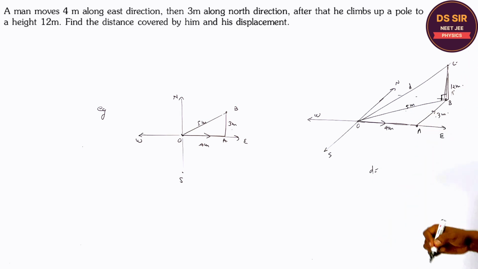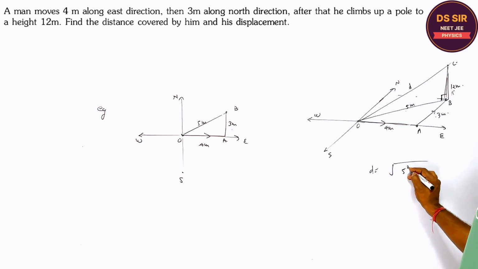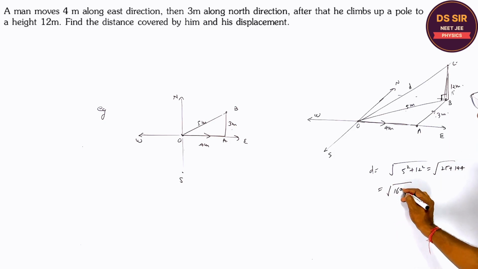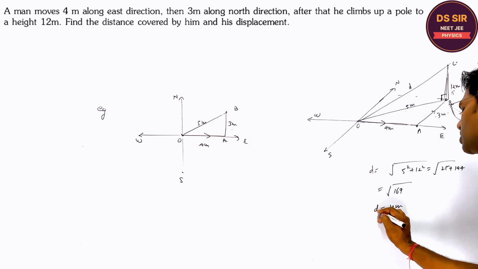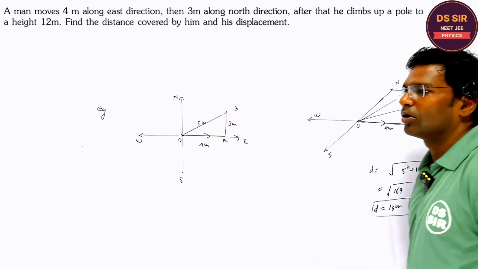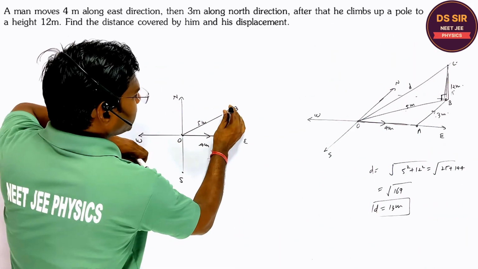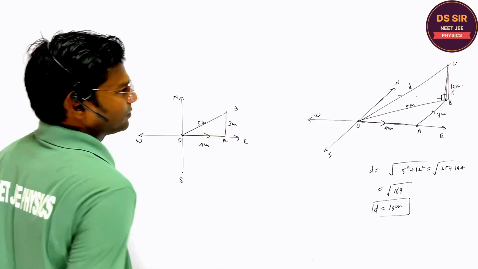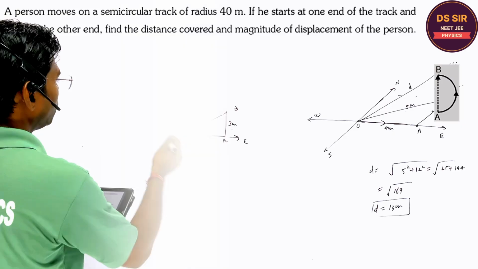This is a right angle triangle or not? The displacement is the root of 25 plus 144, which is 169, which is 13 meter. Is it clear or not? In this case, this is the 12, this is the 5 and this is the displacement, 13 meter. Copy this.